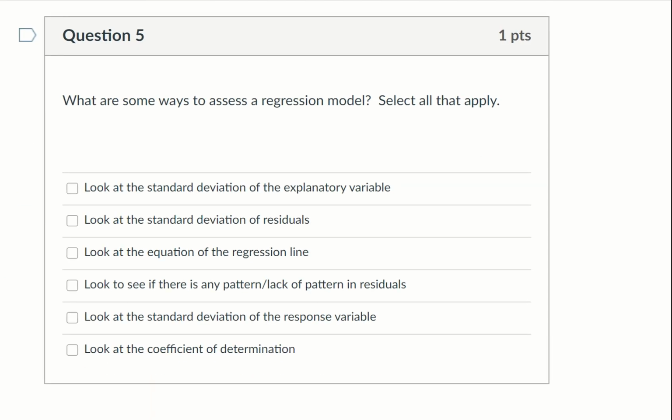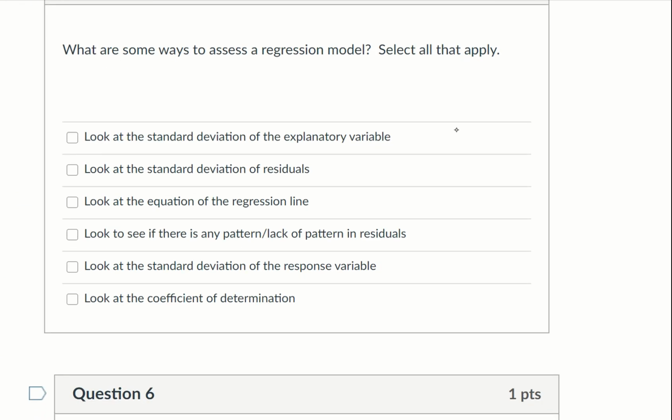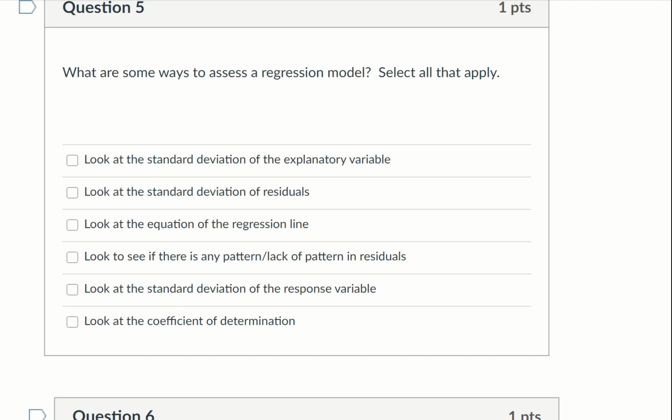Question 5. What are some ways to assess a regression model? Select all that apply. So basically the point of the lesson. How are some ways that we can assess a model? Well, can we look at the standard deviation of the explanatory variable, meaning Sx? Well, in general, Sx is not going to tell you much about the regression model. It's going to help you calculate the equation of the least squares regression line, but it's not really going to help you to assess the model. So this is not true.